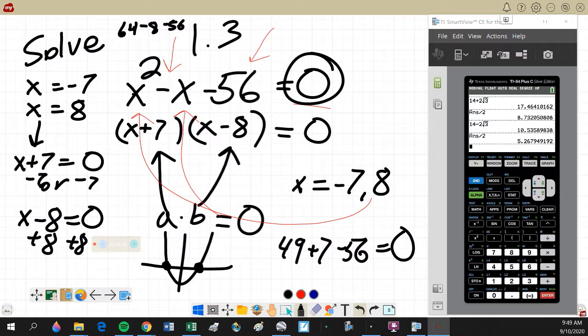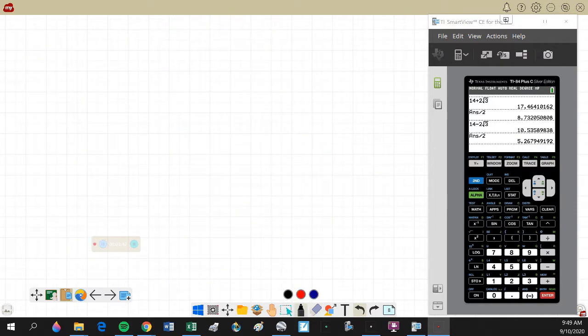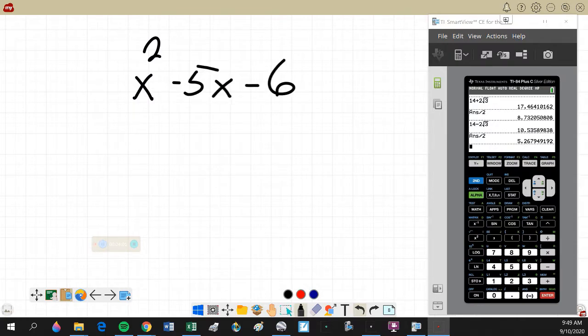Let's do another one. And then I need, sometimes it will say equals 0, or sometimes it will say equals y, or sometimes it will say equals f of x. And those all mean the same thing. As long as it says solve, you want to know where does the parabola hit the x-axis.